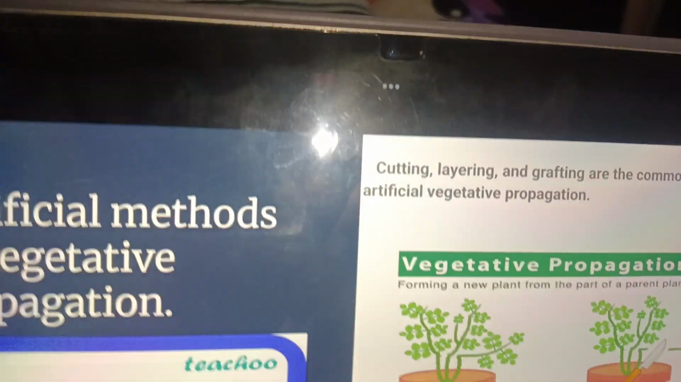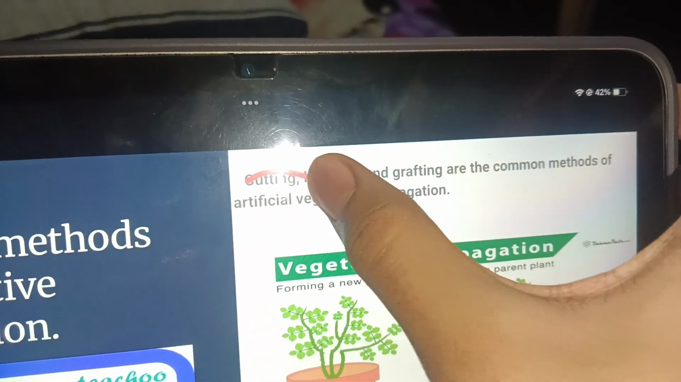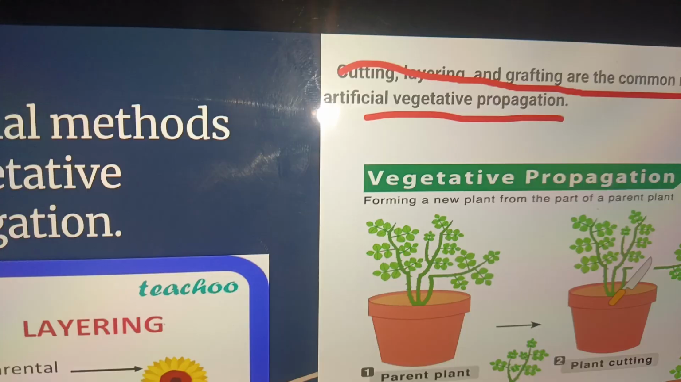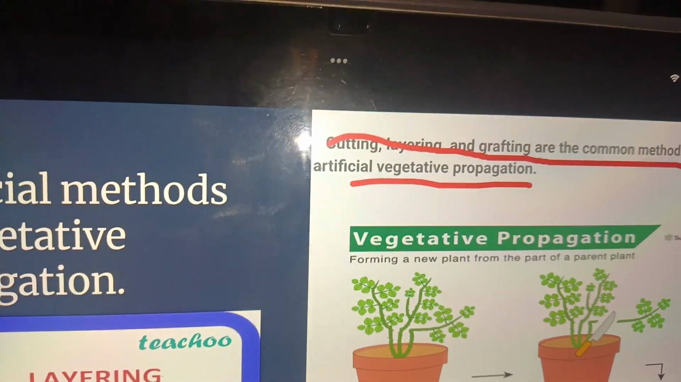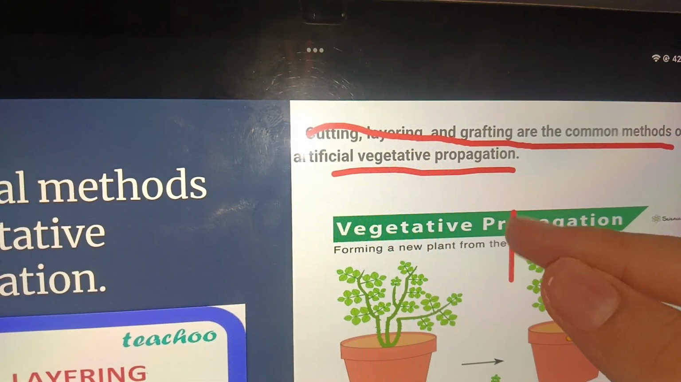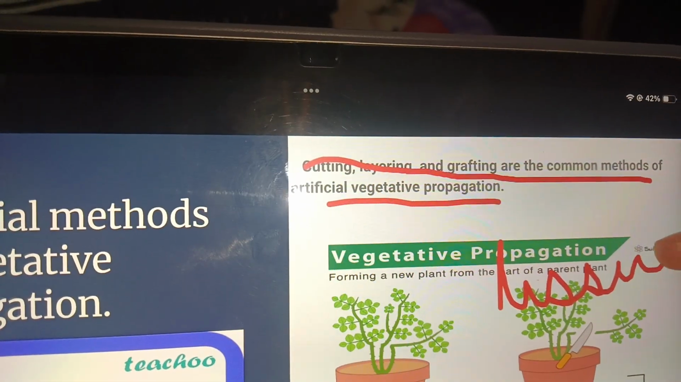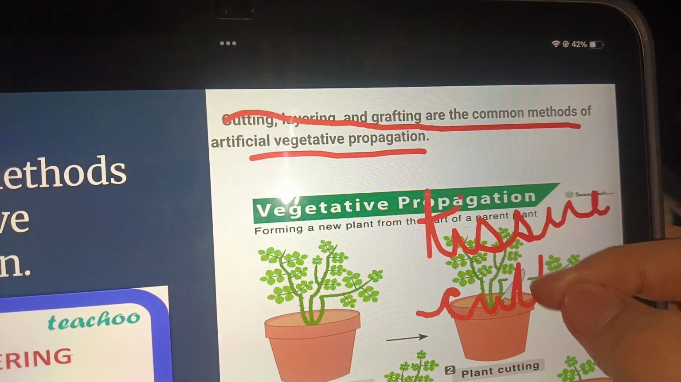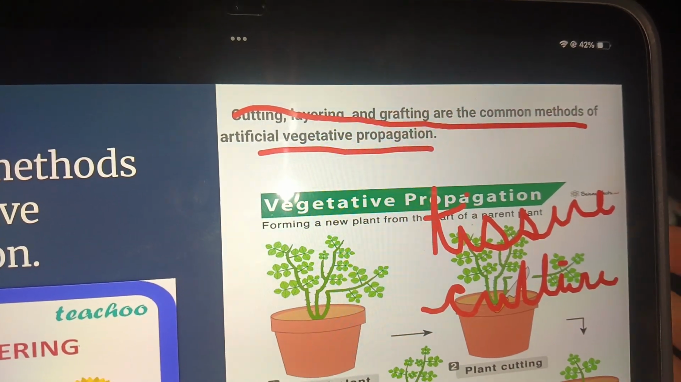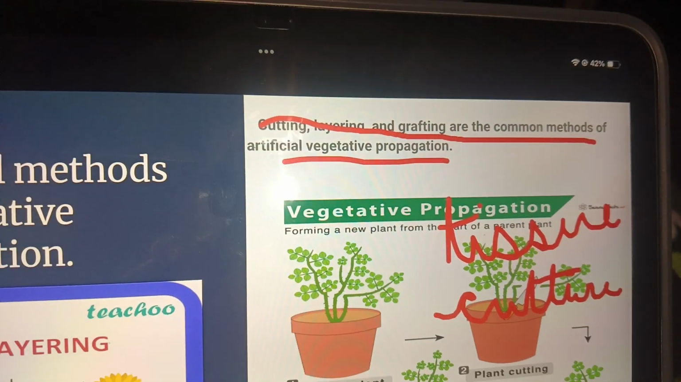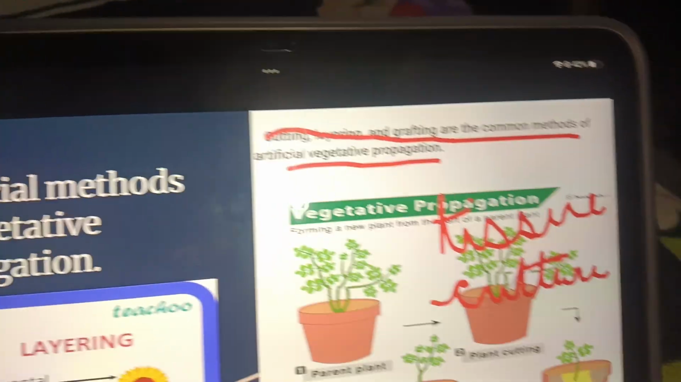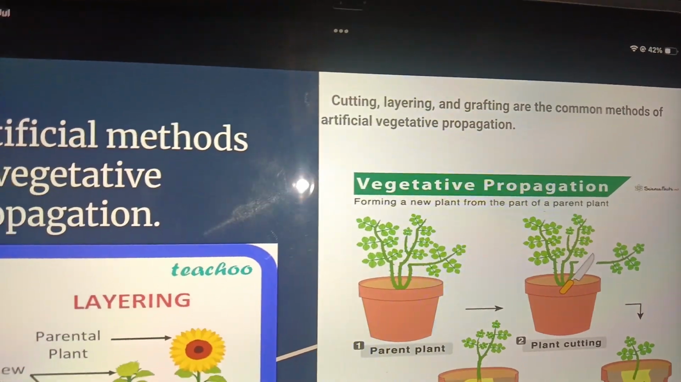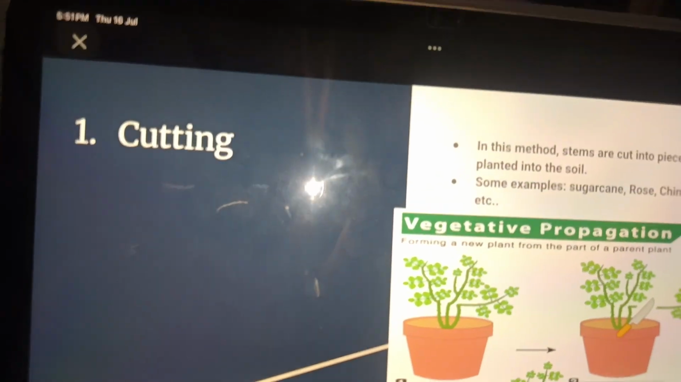So there are a few methods in this. Can you see? Cutting, layering and grafting are the commonest methods of artificial propagation. As well as there is one more topic in this, that is tissue culture. So this is the layering method. This is the cutting method. Let us start our new topic. First is the cutting method.